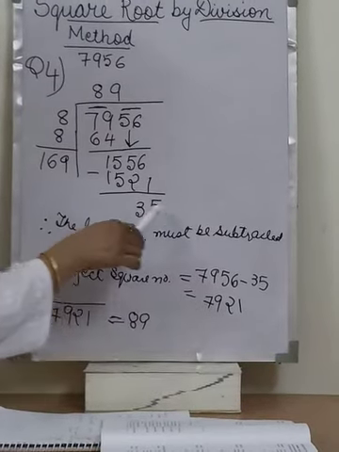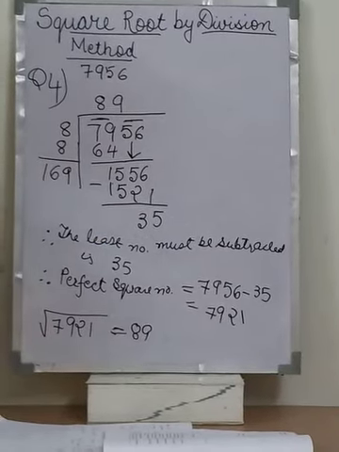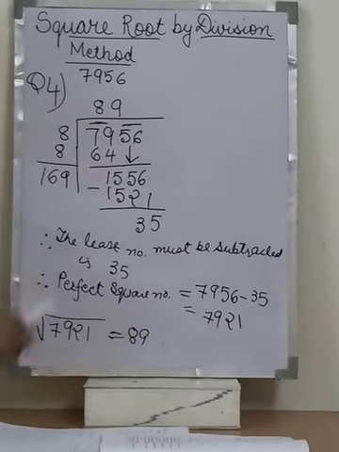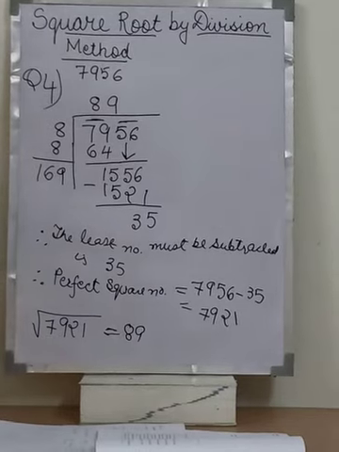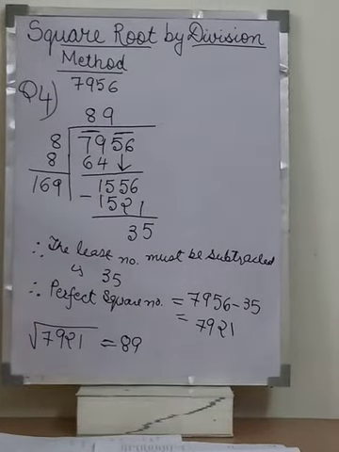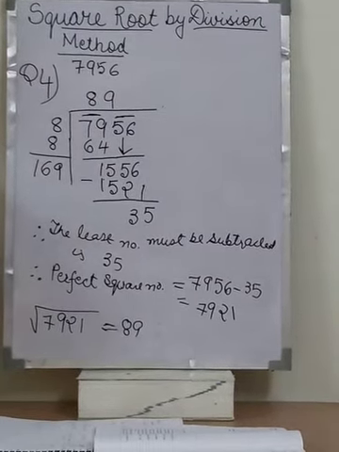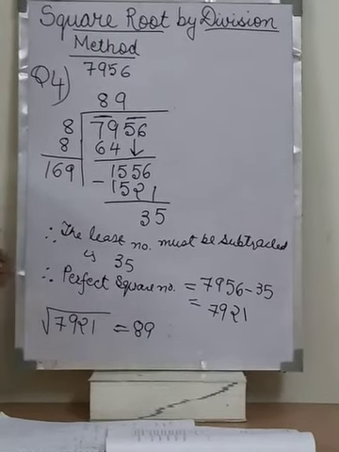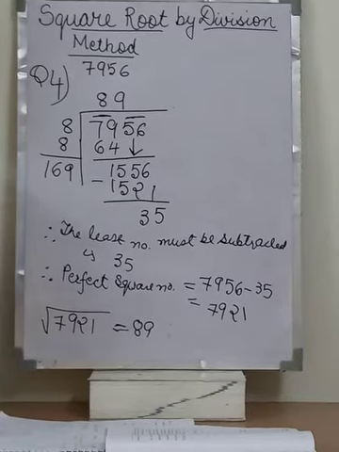Because of 35 only, this was not getting divisible. Now if you remove this 35, it is getting exactly divisible by 89. So the square root of 7921 is 89. So we completed question number 4 now. Questions 3 and 4 are of the same variety. You can do the third question as well as the fourth question now.